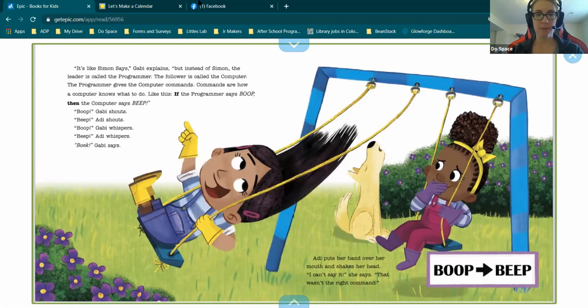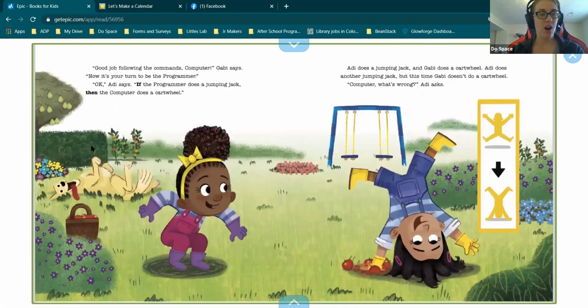So boop, Gabby shouts. Beep, Addie shouts. Boop, Gabby whispers. Beep, Addie whispers. Bonk, Gabby says. Addie puts her hand over her mouth and shakes her head. I can't say it, she says, because that wasn't the command. That wasn't the instructions, was it? Because she said boink. Was she supposed to do anything if she says boink? Nope.